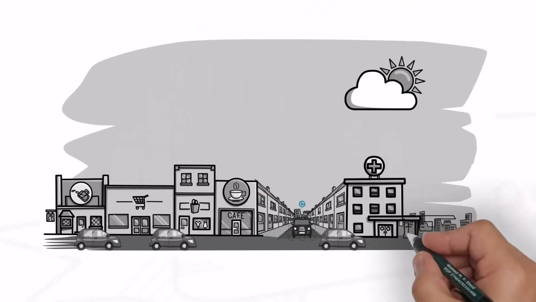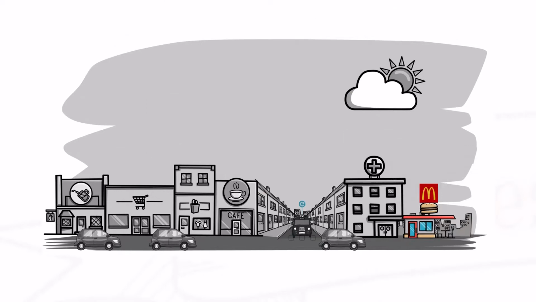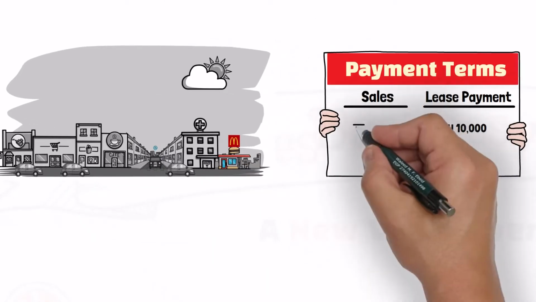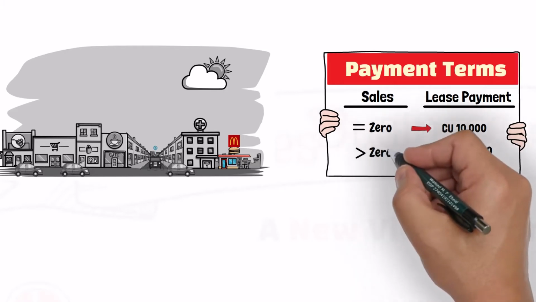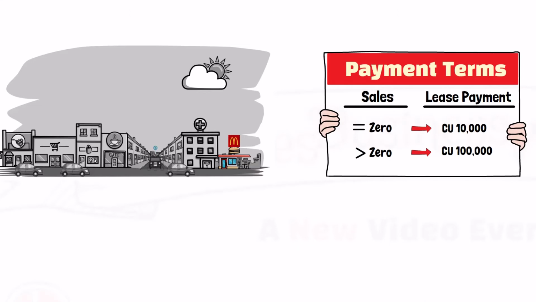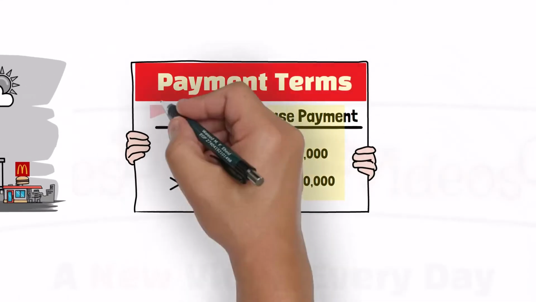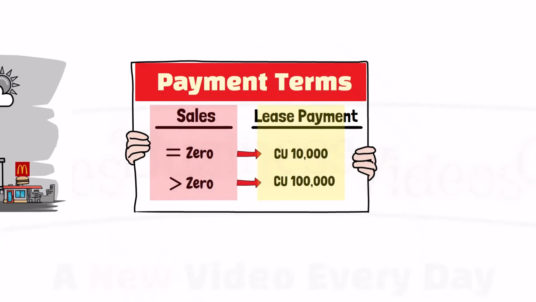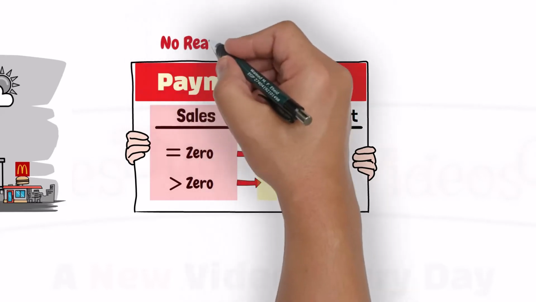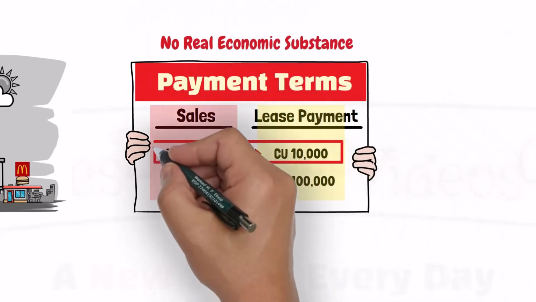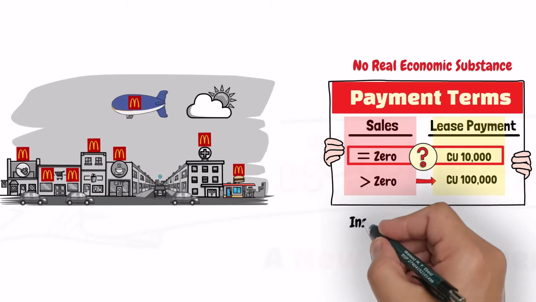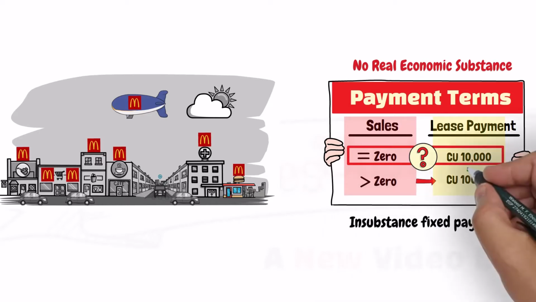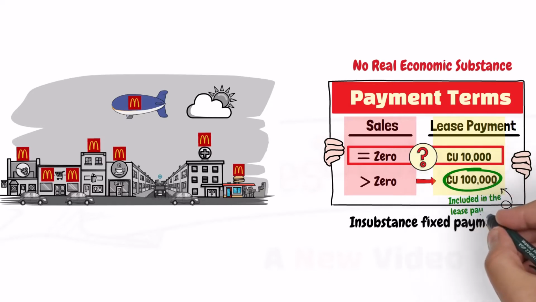Let us assume that McDonald's leased a sales outlet in a busy commercial district. The lease payment terms were as follows. 10,000 monthly, if no sales were made from the sales outlet. 100,000 monthly, if sales were made from the outlet. The payment terms here appear to contain variability, because the payments are based on sales. The lessee might pay either 10,000 or 100,000 monthly, based on the sales volume. But these terms have no real economic substance, because there is no realistic possibility that McDonald's won't achieve any sales, given its popularity and the location of its sales outlet. So, the in-substance fixed payment here is the unavoidable payment of 100,000 monthly, that should be included in the measurement of the lease payments.